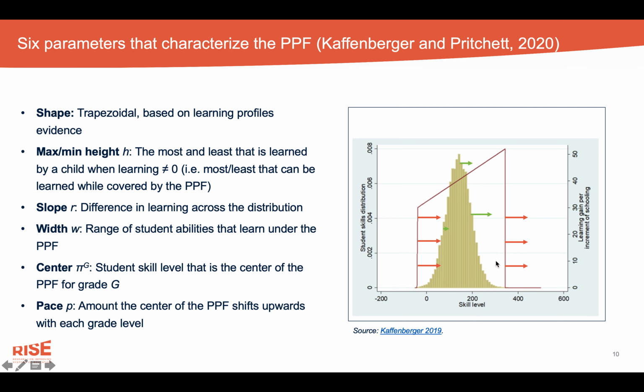So this has to do with the centeredness of the PPF, but also with the last parameter, number 6, the pace. And the pace is basically the amount that the center of the PPF shifts with each grade level. So of course, if we move from grade 1 to 2, the PPF is going to shift upwards. And of course, students will have learned something, so this will also shift. But it is about the interaction between the two and that they're not completely incongruent, so children will just stop learning.